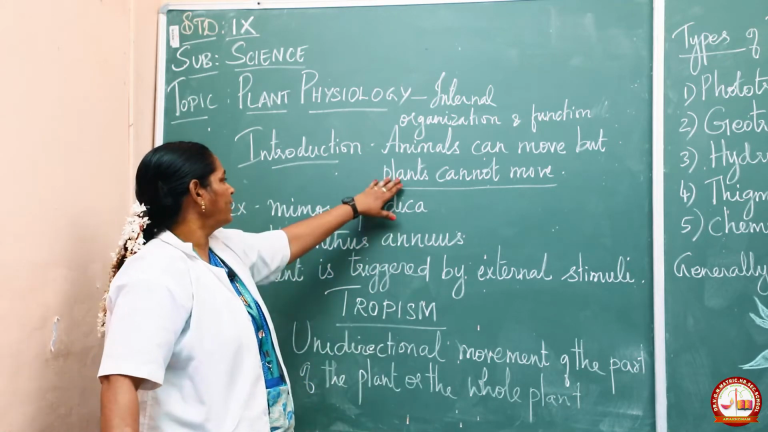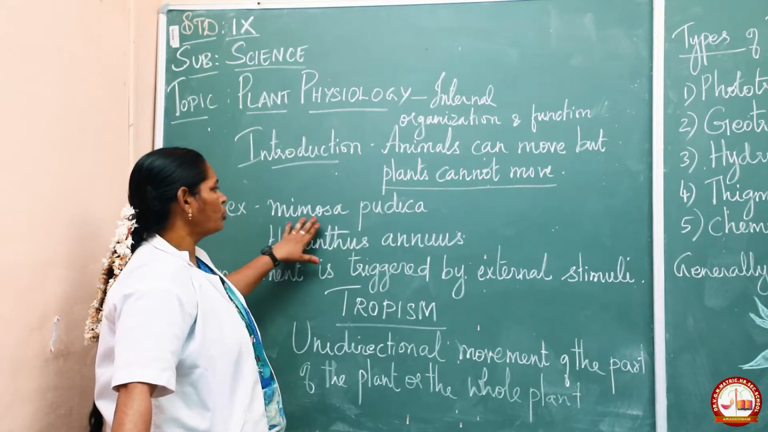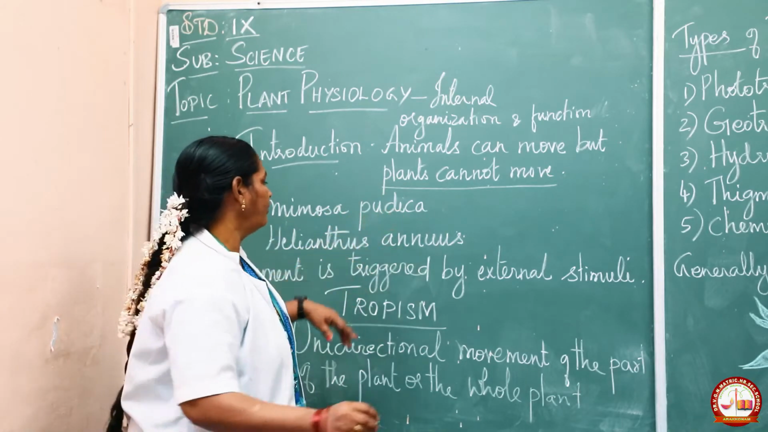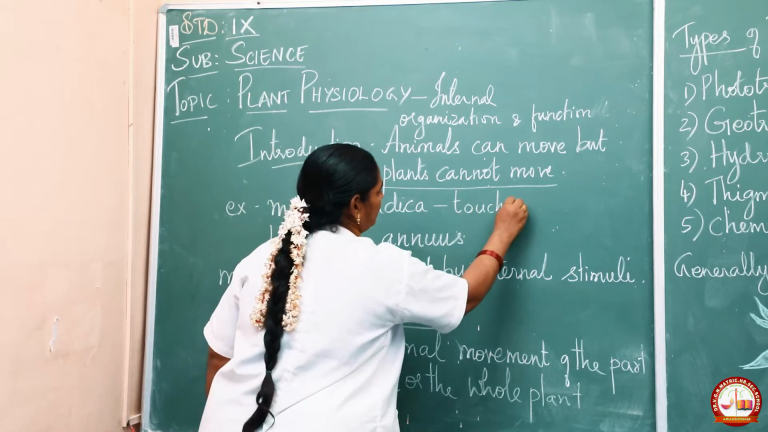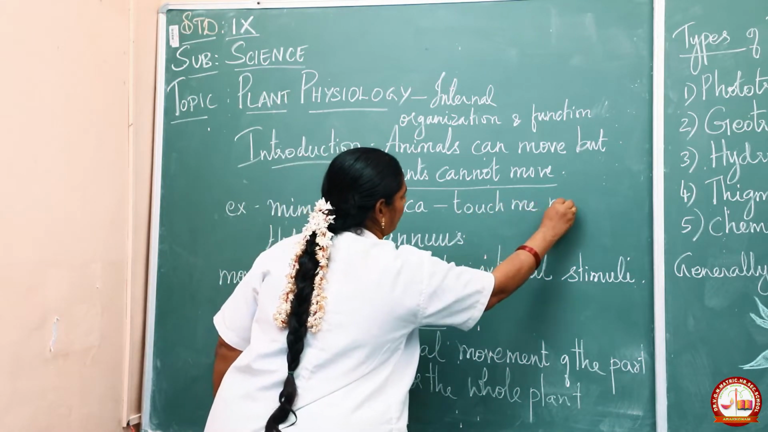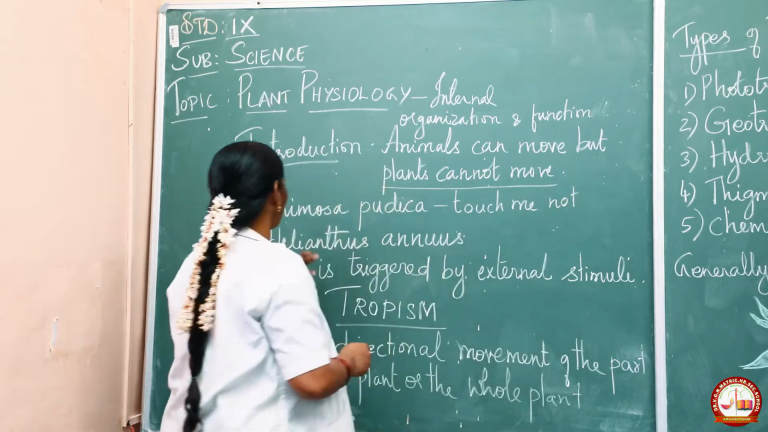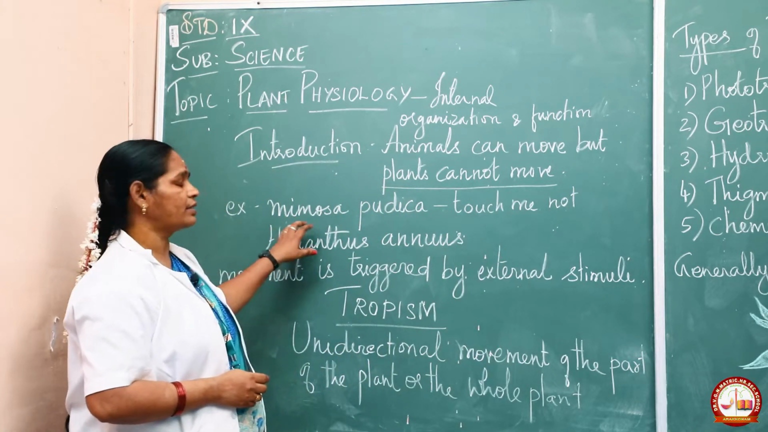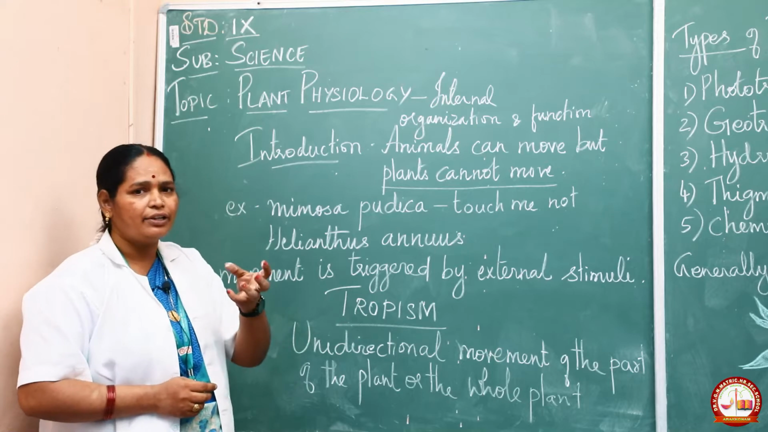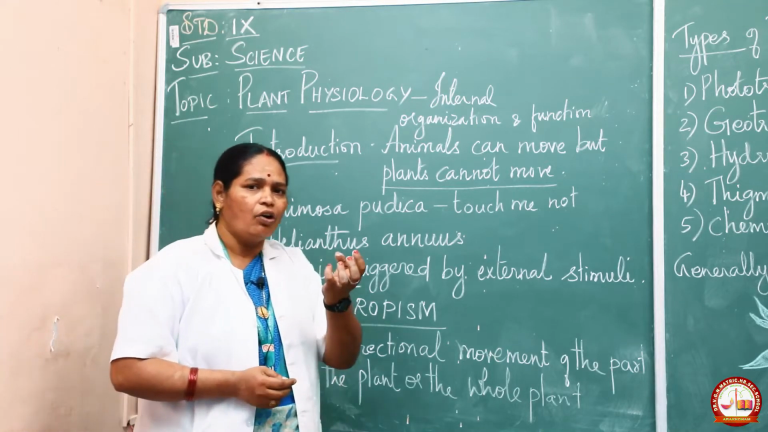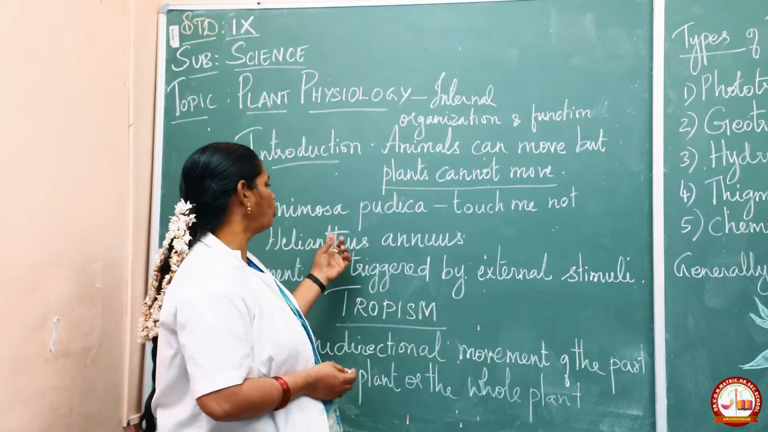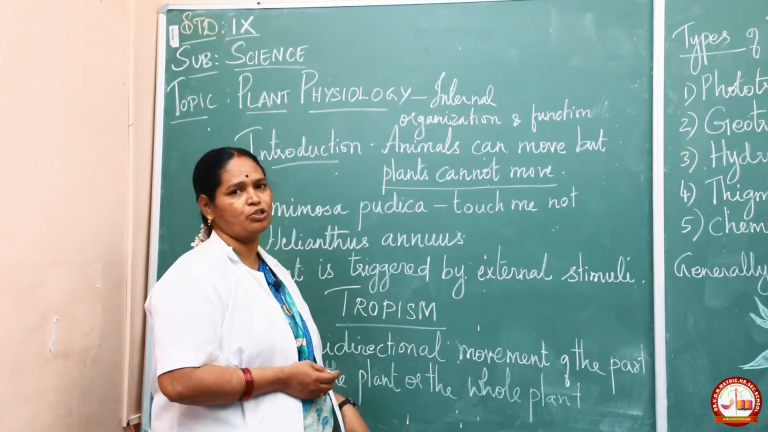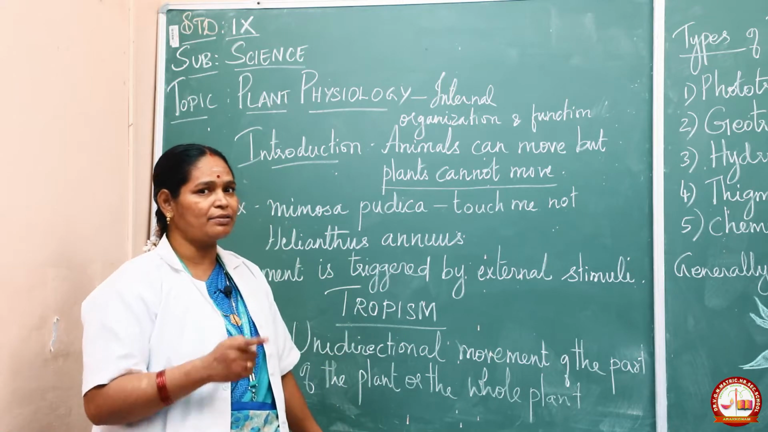Yes. But unfortunately, you know, Mimosa pudica. Have you heard about the name? Commonly called the touch-me-not plant. In Tamil, it is thotta surungi. What does it do? When you touch the leaf, it shrinks. The leaf shrinks and it feels. Is it not? It responds to a stimulus. There is a movement in the plant.